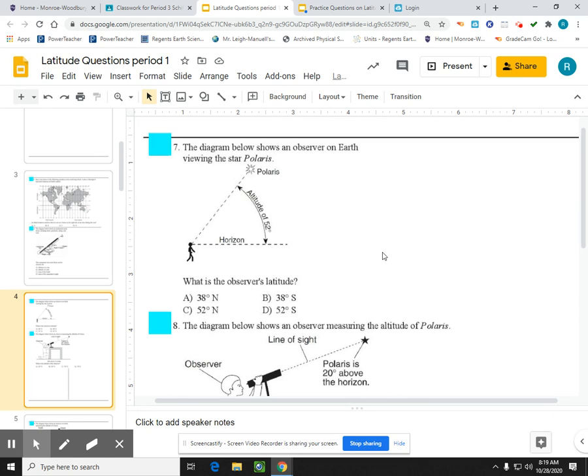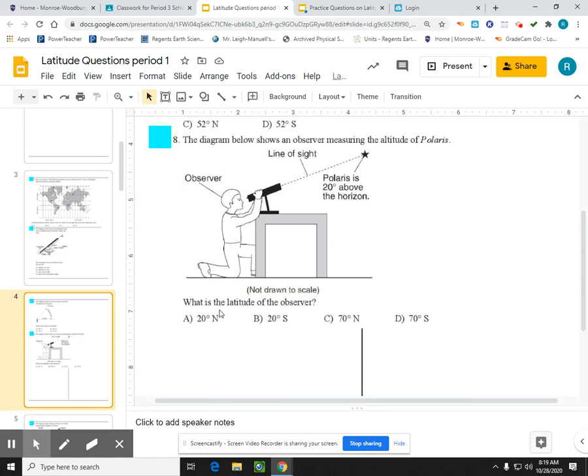The diagram below shows an observer on Earth viewing the star Polaris. The altitude above the horizon is 52 degrees. Since they can see Polaris, they must be in the northern hemisphere, and their angle is equal to their latitude, so letter C would be correct. Number 8, the diagram below shows an observer measuring the altitude of Polaris. They're tilting their scope 20 degrees upward above the horizon, so their latitude would be 20 degrees north latitude.